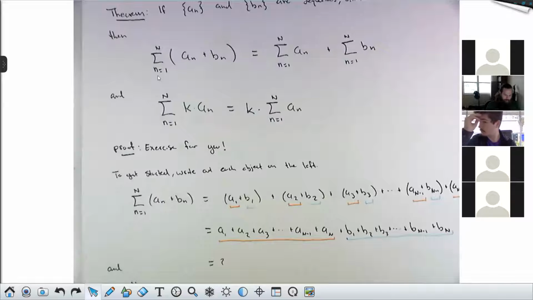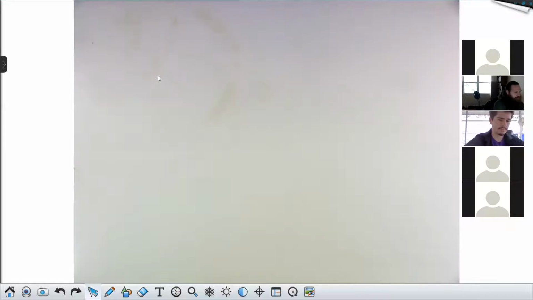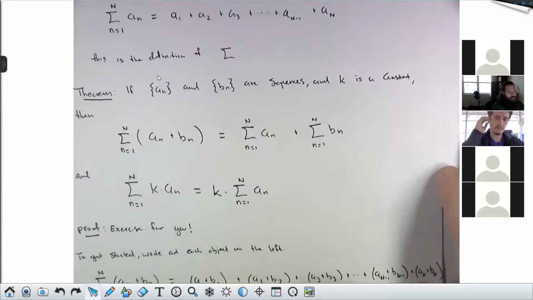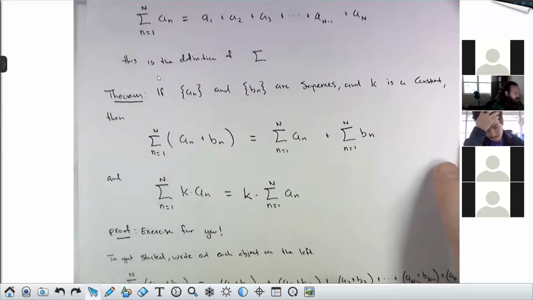Does this work with exponents? So if I had the sum from n equals 1 to capital N of a sub n squared, is that the same thing as the whole sum squared? Sadly, no. This is a good question. I can take a second to address that. Because it'd be the sum of squares versus the square of the sum. So that's not the same.